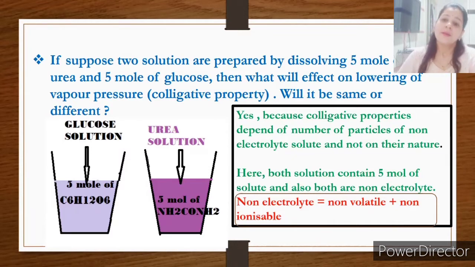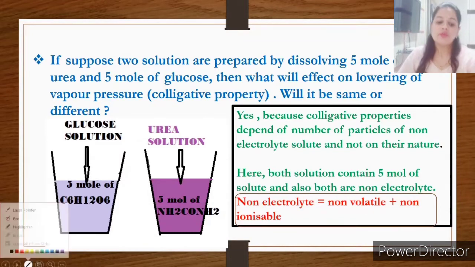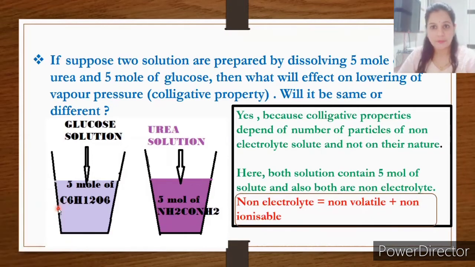Why? Here you can see this is a glucose solution and this is a urea solution. In both solutions the concentration is the same, 5 moles of glucose and 5 moles of urea. To make it simpler, in solution A I add 5 molecules of glucose, and in solution B I add 5 molecules of urea. So the number of particles in both solutions is the same.